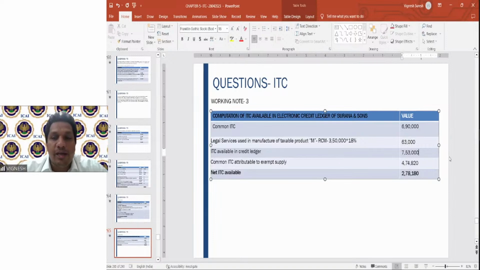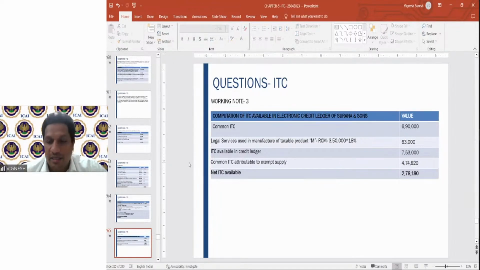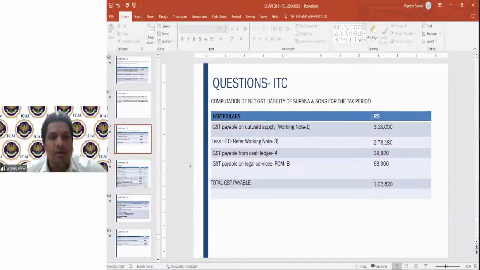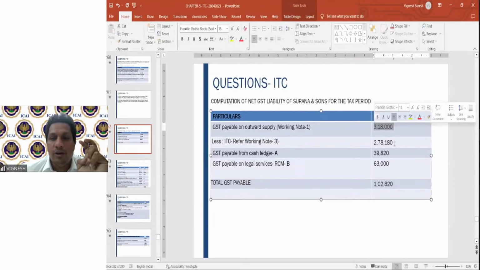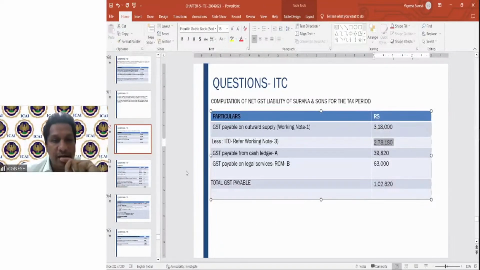Total credit ledger is 7,53,000. How much is attributable to exempt supply? 4,74,820. So remove this, the ITC available is 2,78,180. So you know the ITC available, you know the outward supply. Now we will work out the net GST liability. First, we already worked out this is 3,18,000. This one we have already worked out, it is 2,78,180.